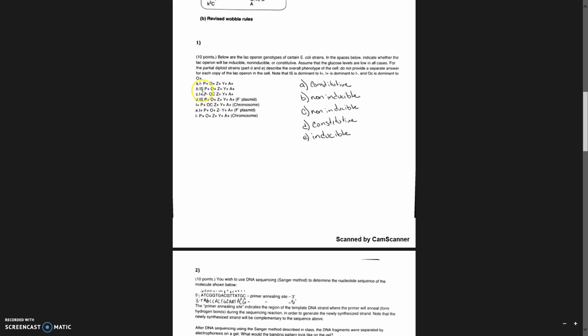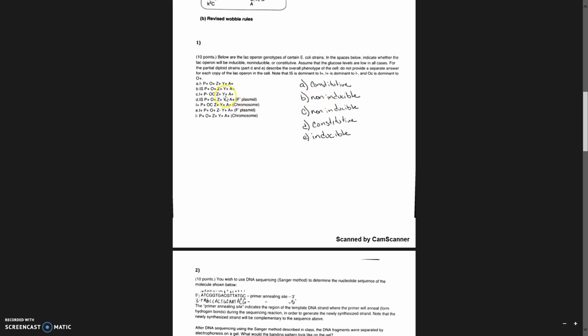For B, you have this I^S, which is a mutant repressor, which means that it's not activatable by lactose. So even though the P site's working, the O binding with that mutant repressor is not going to ever allow the lactose to activate it. So that's going to be non-inducible.